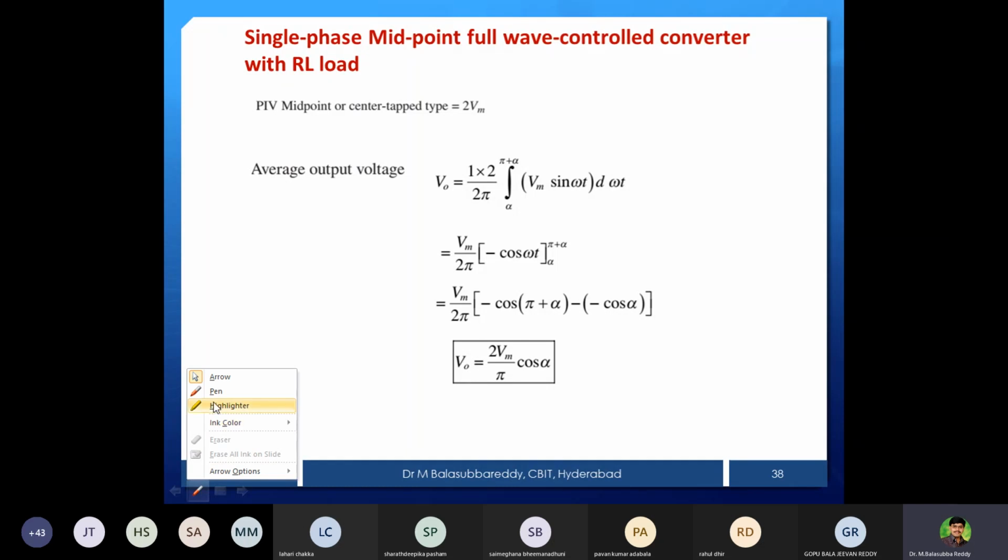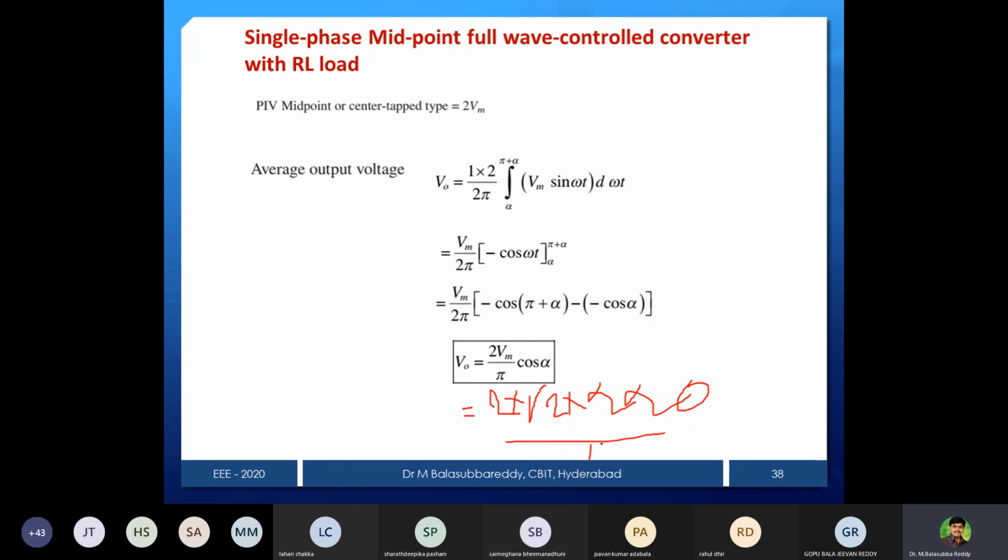Here I know the supply voltage is 220, then 2 Vm by pi into cos alpha, where Vm is root 2 into the supply voltage, 220. What is alpha they have given? Suppose alpha is 45. That's all. That will give the average output voltage. So like that, you have to do the sum problems.